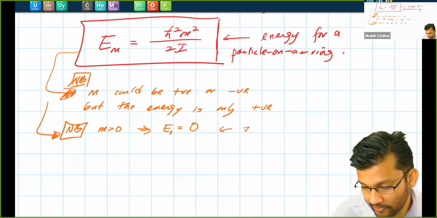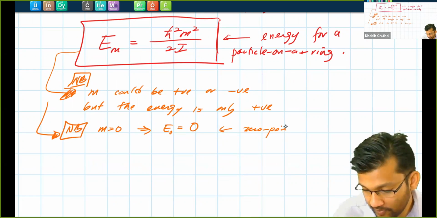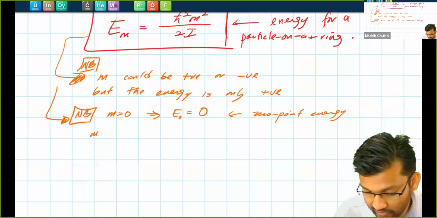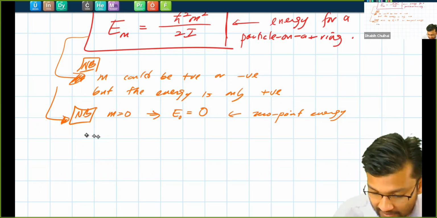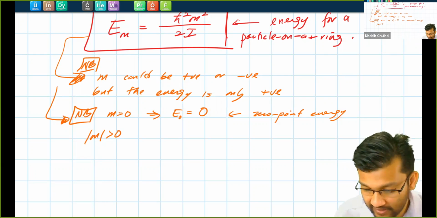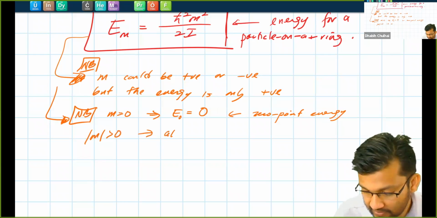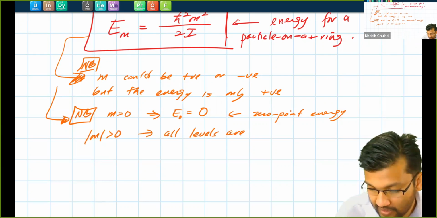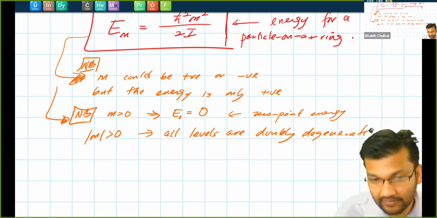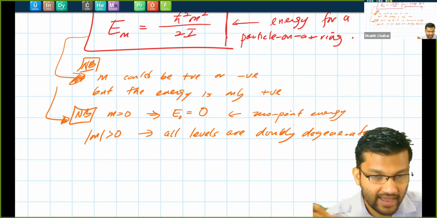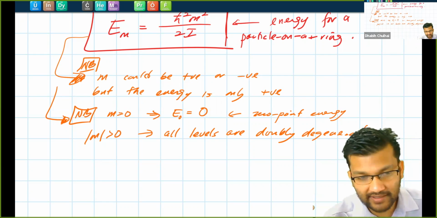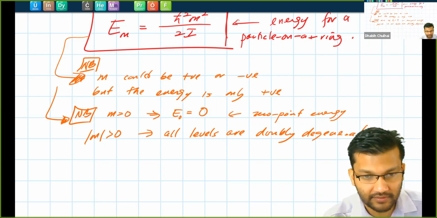That's the zero point energy for a particle on a ring. It has zero energy. But for the absolute value of m greater than 0, so plus or minus 1, plus or minus 2, plus or minus 3, all the levels are doubly degenerate. Remember what degenerate means? The energy levels are identical. So if you have an m of +1 or an m of -1, the energy is the same. An m of +10 or -10, those energies are the same, and so on and so forth.